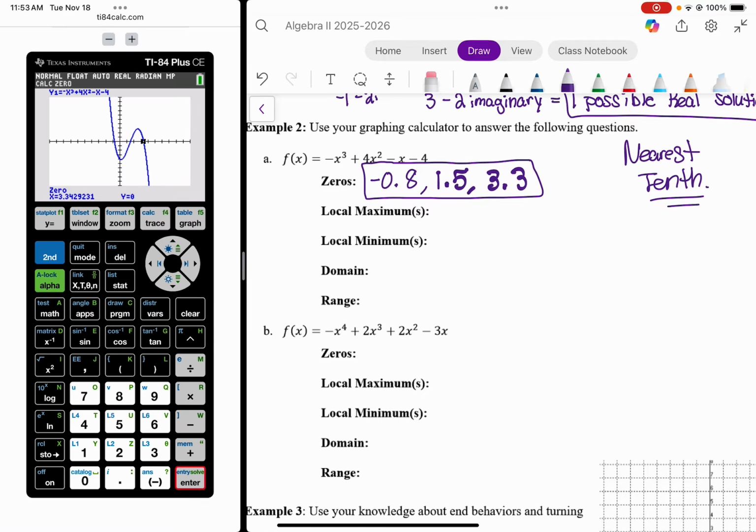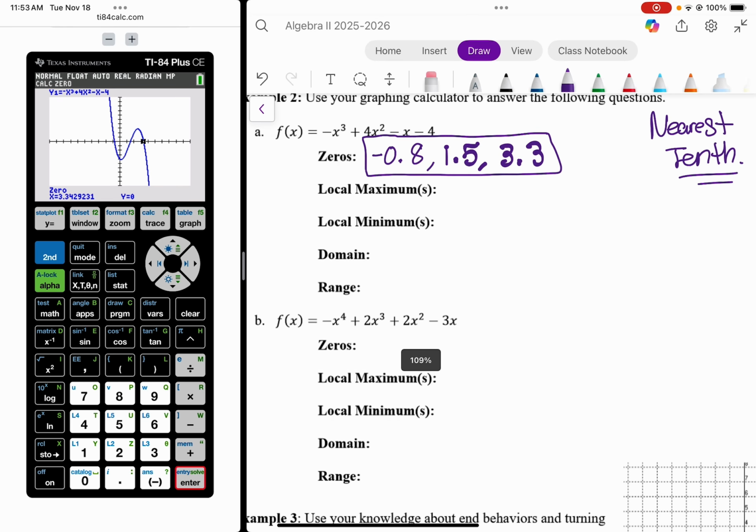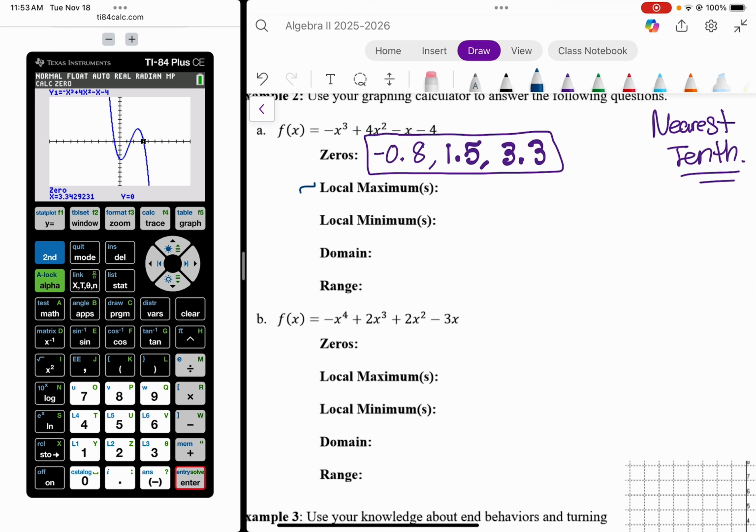Next, we're going to find any local maximums and local minimums. And again, for those, we only have to list the y values. So here we're going to list y. Okay, so maximum is the top of any curve. So we have one that is over on the right side of our graph.